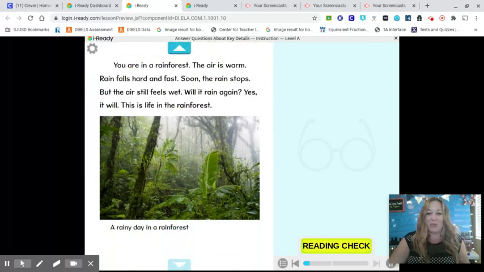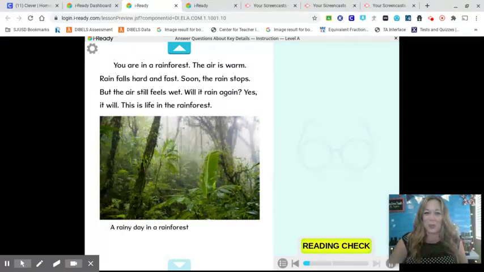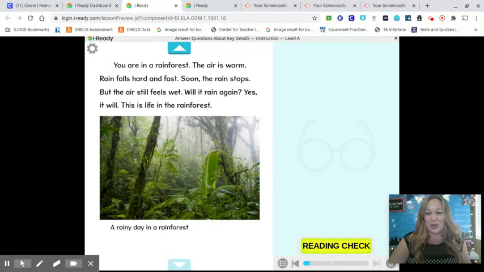You are in a rainforest. The air is warm. Rain falls hard and fast. Soon the rain stops, but the air still feels wet. Will it rain again? Yes, it will. This is life in the rainforest.